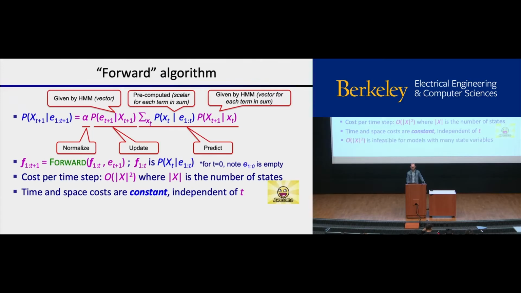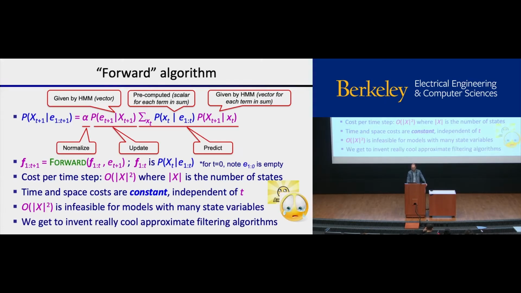Okay, so that's great. Unfortunately, this quadratic term in the size of the state space is infeasible for models with many state variables. Bad news. But the good news is that means we get to invent really cool approximate filtering algorithms. And I'll talk to you about some of those either later today or next time.